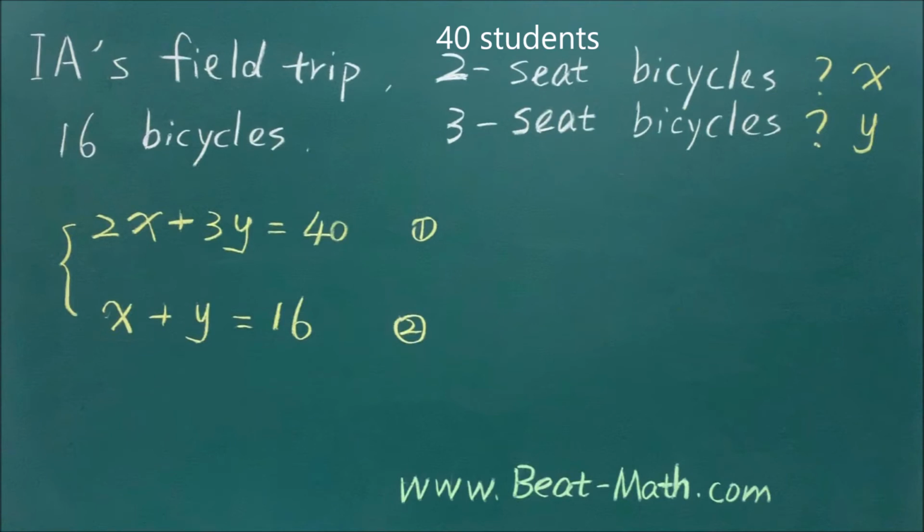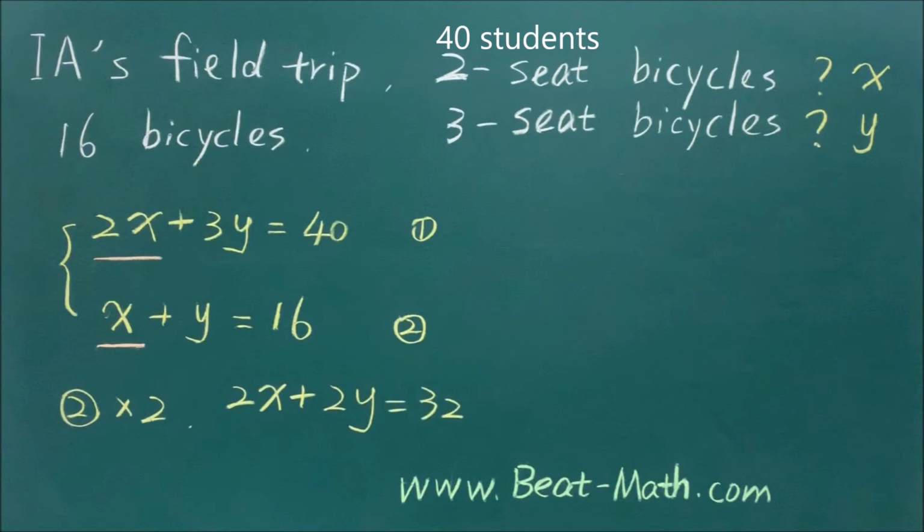The next step is to solve the equations. Let's take a closer look at these two equations. In equation 1, the coefficient of x is 2, and in equation 2, the coefficient of x is 1. If we make the two coefficients the same, can we eliminate x by subtracting the two equations? Great idea, let's try it. For equation 2, we multiply both sides by 2. We get 2x plus 2y equals 16 times 2, which is 32. It's a new equation, we call it equation 3.